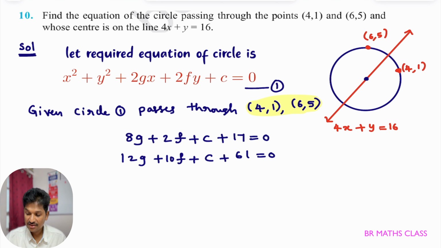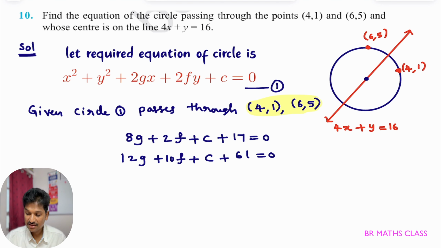While solving these equations, you follow this pattern. What is the pattern? First, I'll solve these two equations. In these two, I'll cancel this c term. So I'll get an equation in terms of g and f. Here, one more equation is there in terms of g and f. I'll solve those two. Then I'll get g value, f value. Those g value, f value, I'll substitute in any one of these two equations. Then I'll get c value. I hope you understand the basic idea.